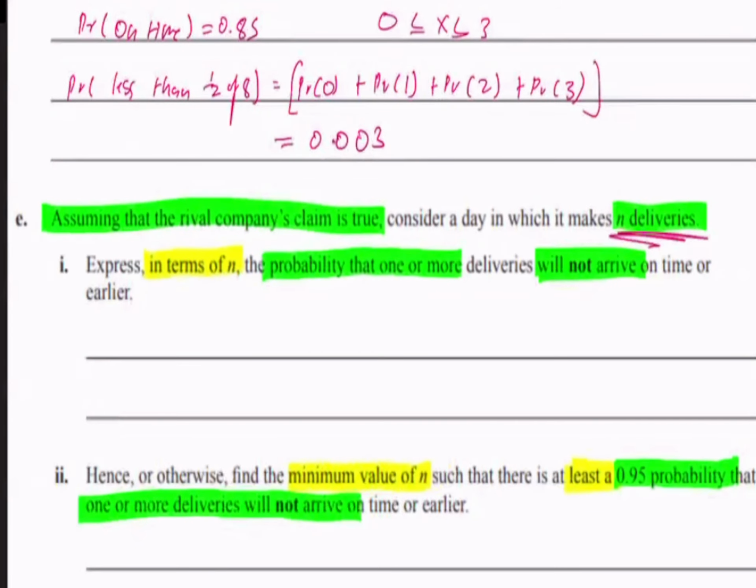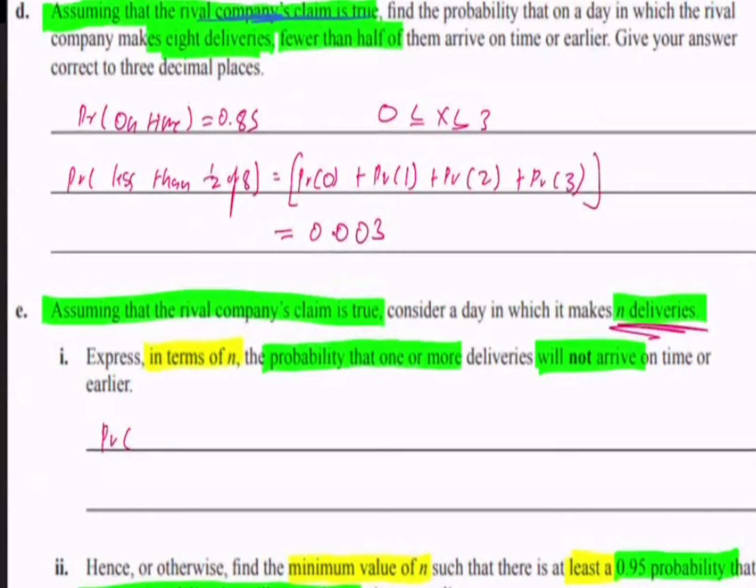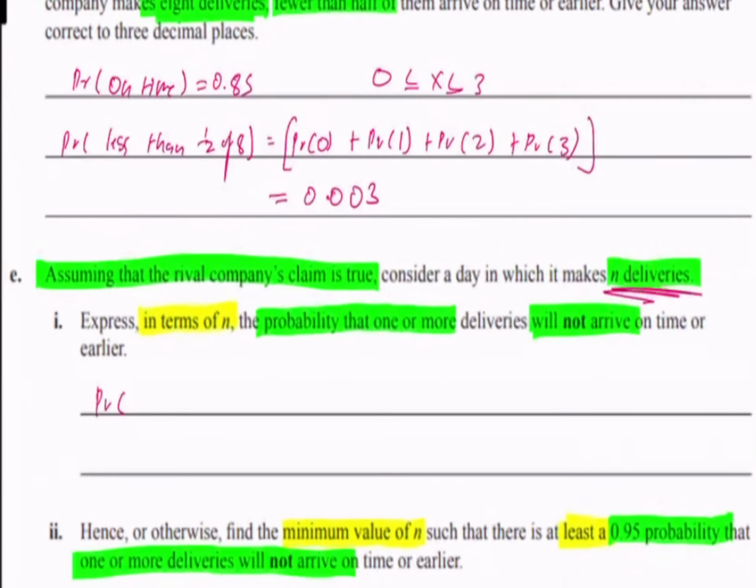So now they're making n deliveries. They're taking out the letter. So express in n the probability that one or more deliveries will not arrive on time or earlier. So the probability that one or more deliveries, so x is greater than or equal to 1, will not arrive on time or earlier. Not arriving means we can't use the 0.85, because that's the probability that it will arrive on time. So at least one not on time is x greater than or equal to 1.